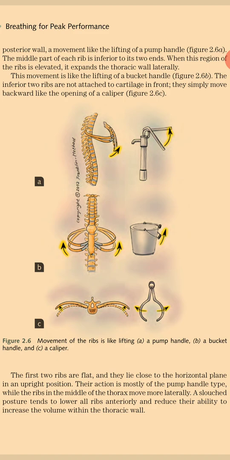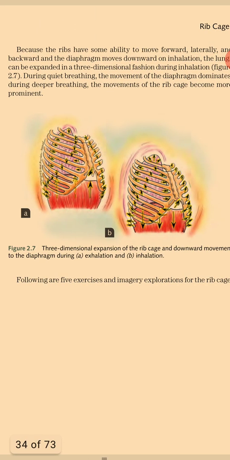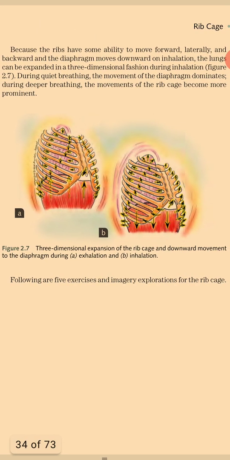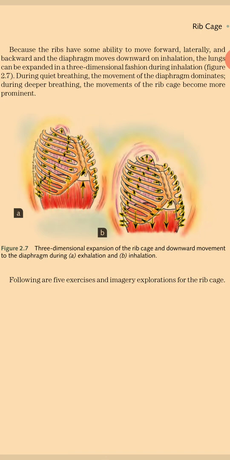The first two ribs are flat and they lie close to the horizontal plane in an upright position. Their action is mostly of the pump handle type, while the ribs in the middle of the thorax move more laterally. A slouched posture tends to lower all ribs anteriorly and reduce their ability to increase the volume within the thoracic wall. Because the ribs have some ability to move forward, laterally and backward, and the diaphragm moves downward on inhalation, lungs can be expanded in a three-dimensional fashion during inhalation.